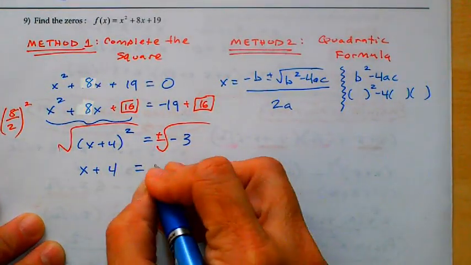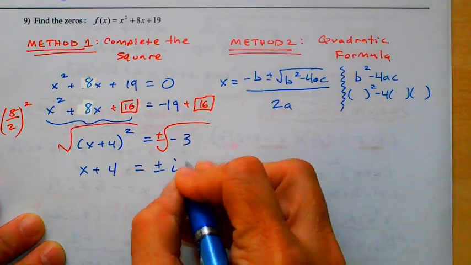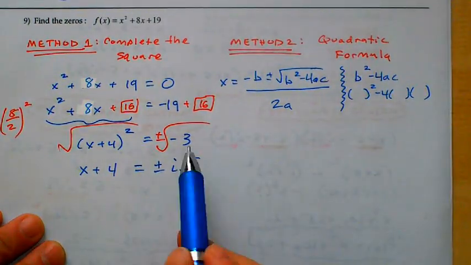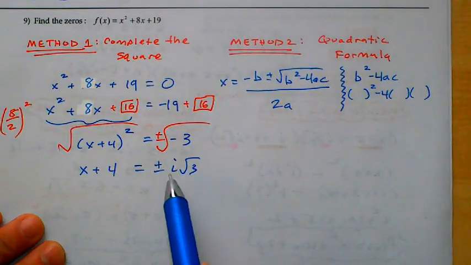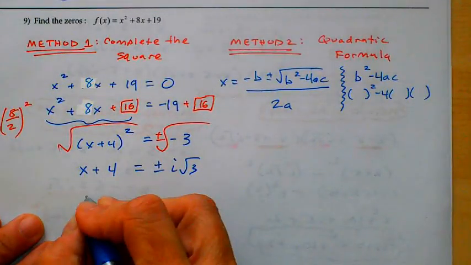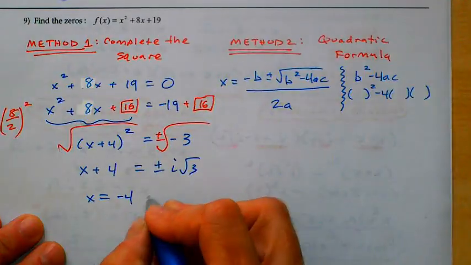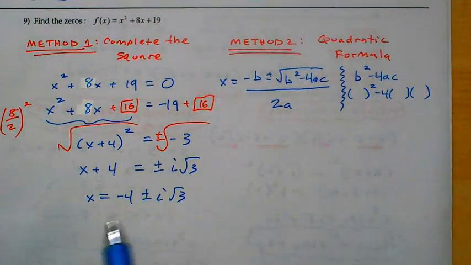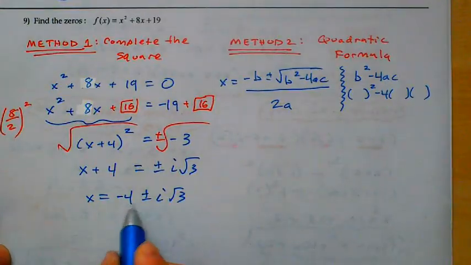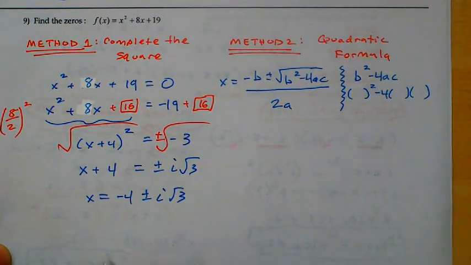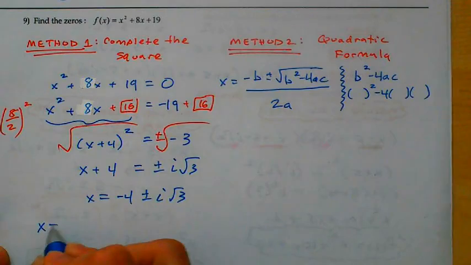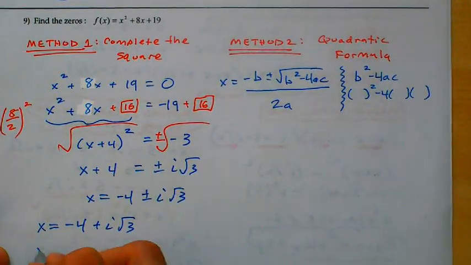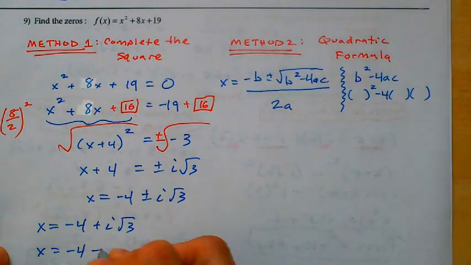Anyway, the square and the square root, of course, cancel. The square root of -3 is plus or minus i root 3, and if we get the x by itself, we do get the two zeros of that function. You can write them in a combo deal as -4 plus or minus i root 3. You can write them individually. Nobody is going to really bother you about which way you do it.